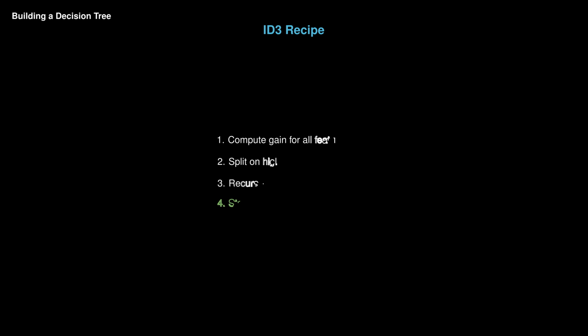ID3 stands for Iterative Dichotomiser 3. It's a greedy recursive algorithm. Greedy means it picks the best feature at each step, no looking ahead. Recursive means it repeats the same process on each subset.